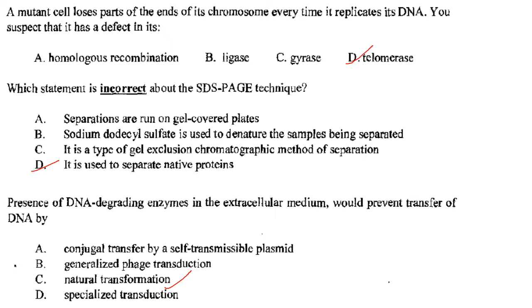SDS page does not separate native proteins because you are denaturing the sample. That is, SDS binds to the protein and make them uniformly negatively charged. So when the current is applied, all SDS bound proteins in the sample will migrate through the gel towards the positively charged electrode. So it is used to separate native proteins. Answer is option D. That is incorrect. It does not separate native protein, it denatures the protein. So the native conformation is lost.